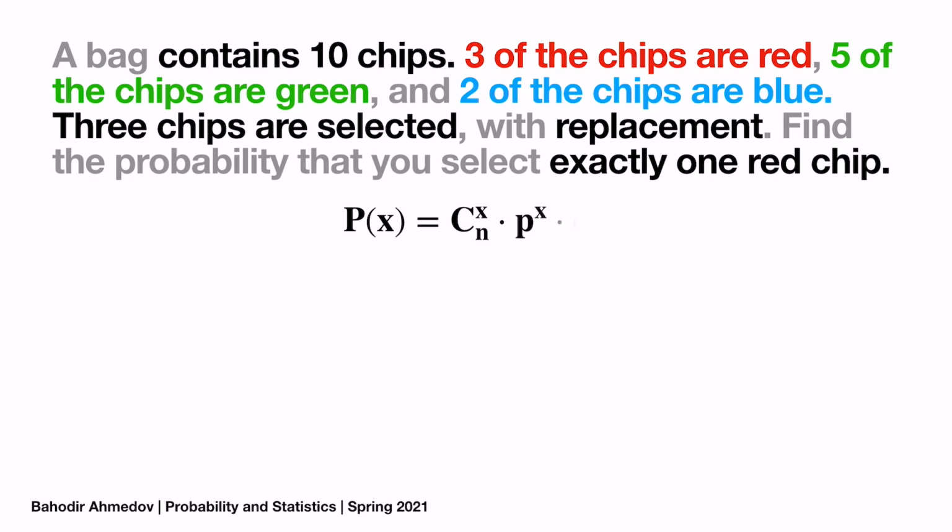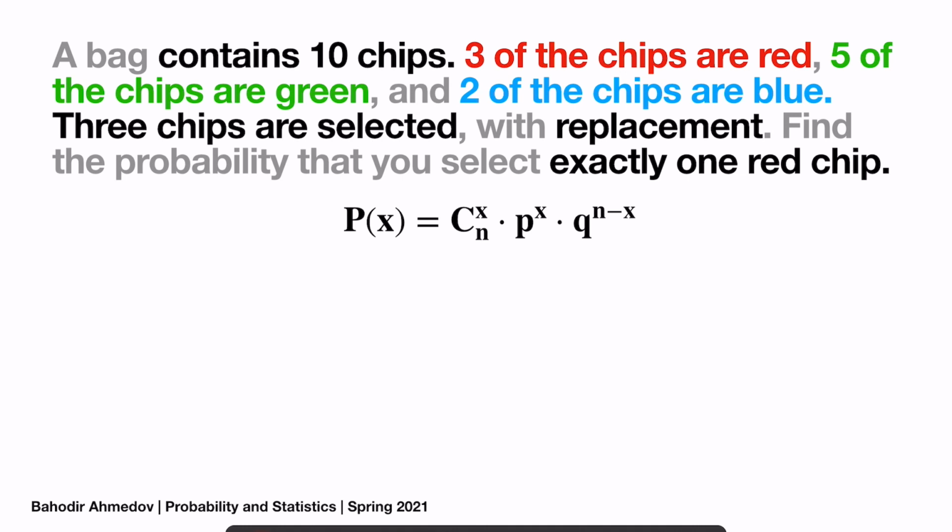Okay, so we are going to do a couple of exercises. Let's start with this one. A bag contains 10 chips. 3 of the chips are red, 5 of them are green, 2 of them are blue. 3 chips are selected with replacement. It means that every time I choose a chip, I'm going to put it back in the bag, replace it. So find the probability that you select exactly 1 red chip, if you're selecting 3.